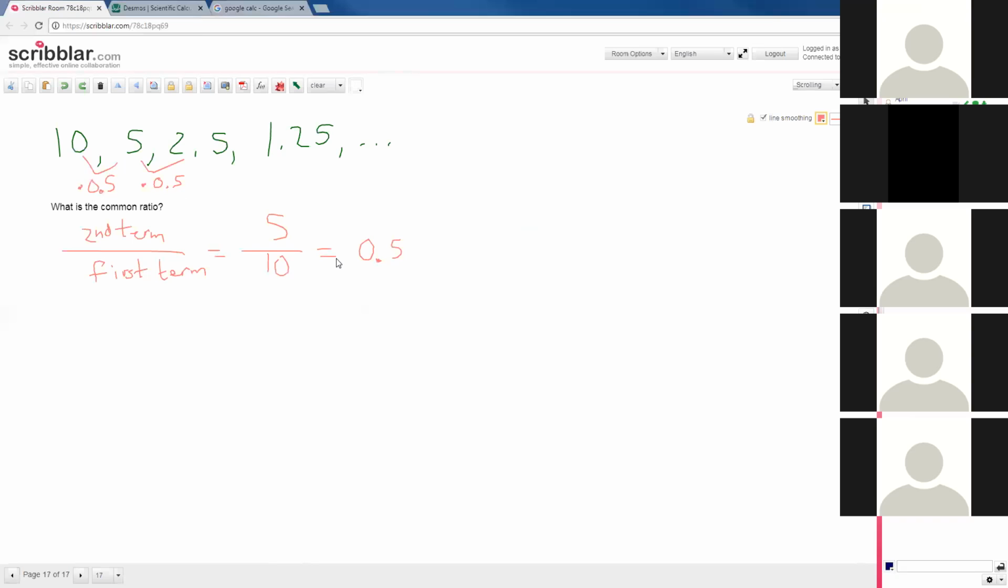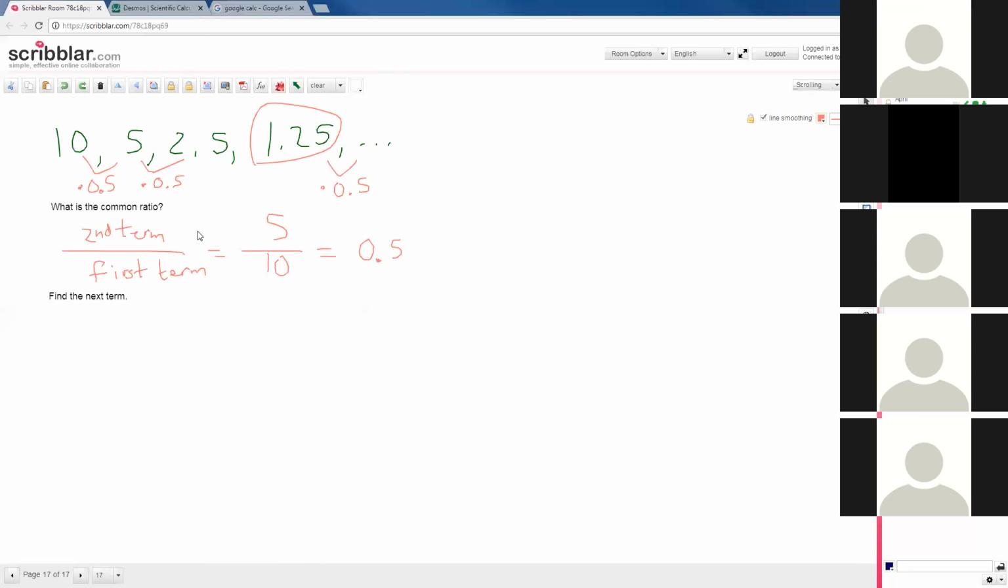So there's our common ratio. It could also ask, find the next term. So if it asks you to find the next term, we take whatever is the last term they gave us and multiply it by the common ratio we found.